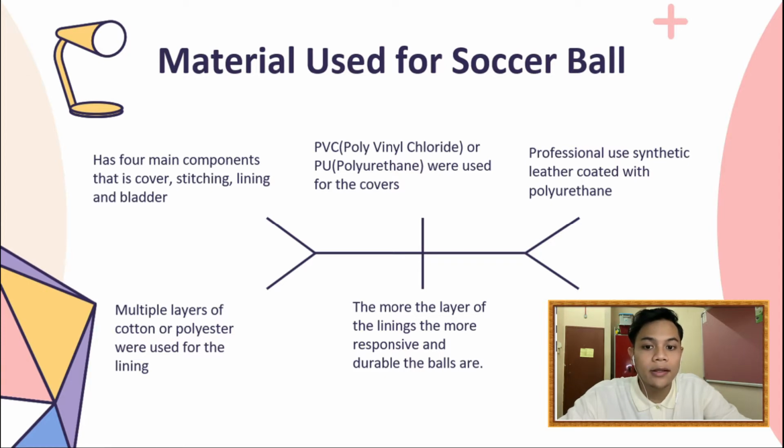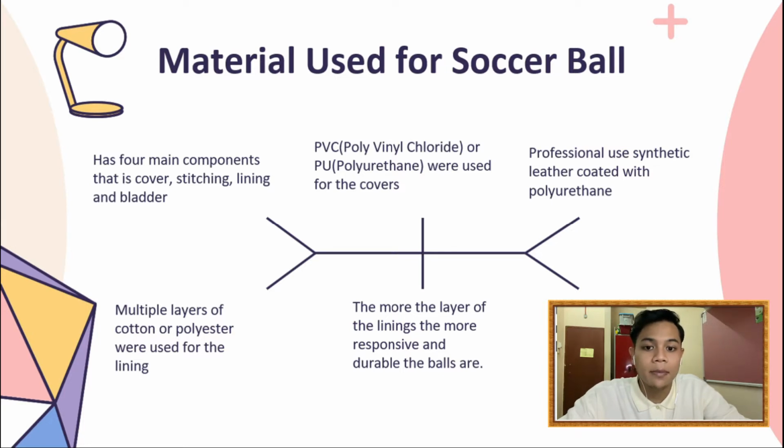Back in the day, green leather was the material used for the cover, but with the evolvement of technologies, nowadays we use PVC, polyvinyl chloride, or PU, polyurethane. Usually professional soccer balls use synthetic leather coated with polyurethane, while the cheaper soccer balls only use PVC, which is a highly durable plastic-like material.